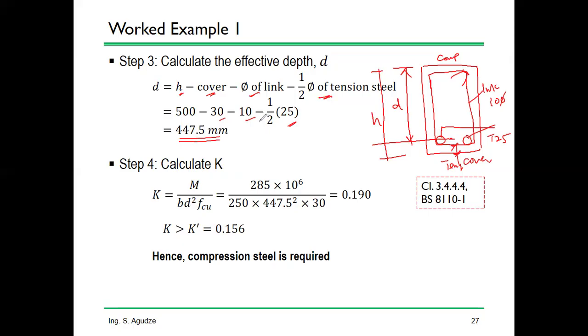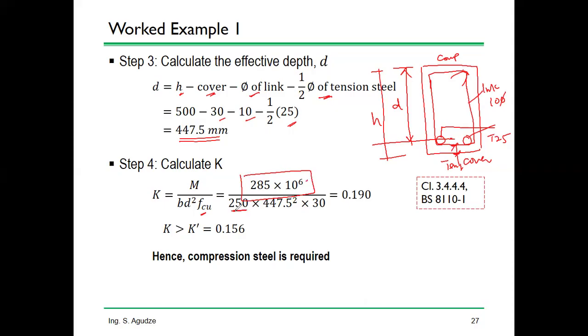So after calculating effective depth, what next? Calculate the K. That's the 4. Calculate the K. So the K is what? M over BD squared FCU. So this is the moment, right? Converted to Newton millimeter.